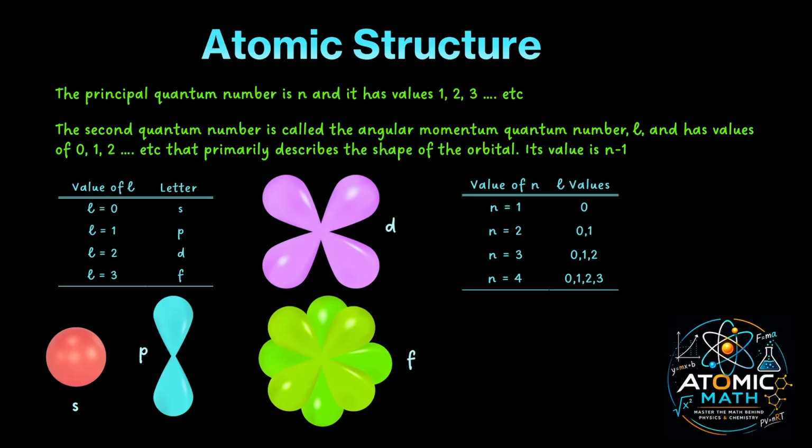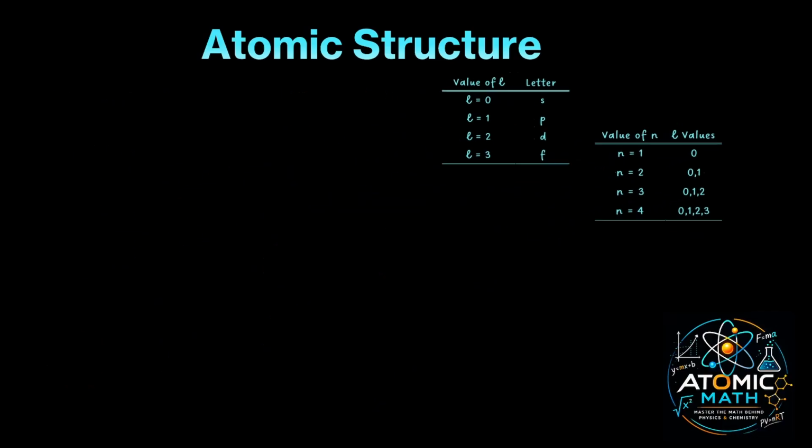So on the second row, you can have an s orbital and a p orbital. And then when n equals 3, you can have an s, p, and d. And then when n equals 4, you can have an s, p, d, and f. Okay, let's look at the next one.